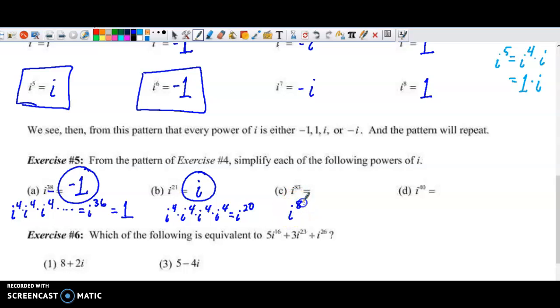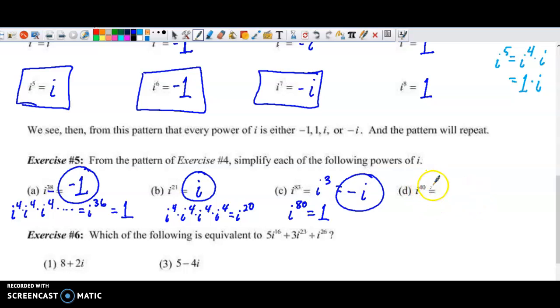So just thinking out loud, i to the 80th power is equal to 1. So this must be equal to i cubed, because I have 3 more of them, which is corresponding to this one, negative i. And then kind of struggling to see what this one is. It looks like i to the 40th. So if it really is i to the 40th, double check on your page, but that's equal to exactly 1.